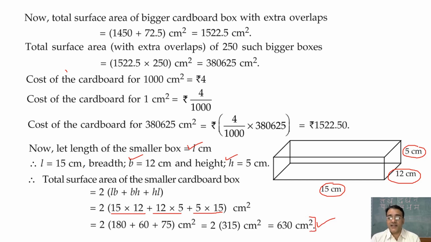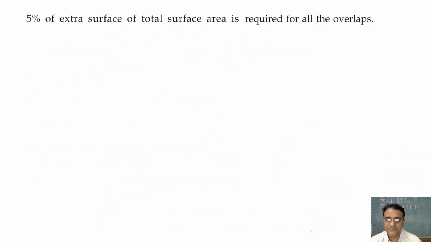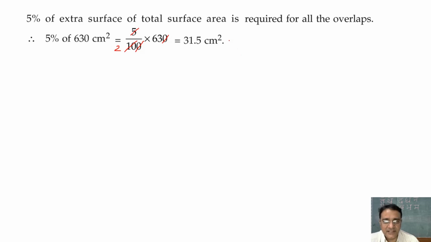Now what do we have to do? We have to find its 5%. So how will we find 5%? 5 upon 100 into 630. So 10 you can cancel. Someone's mic is on, look. Divided here. So 63 by 2 you will get 31.5 centimeter square.